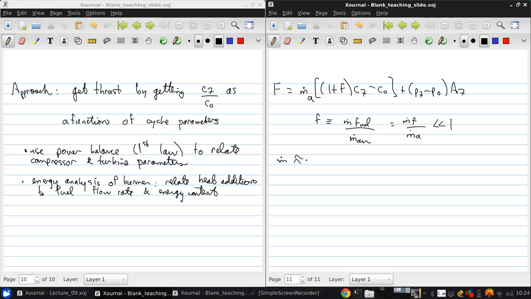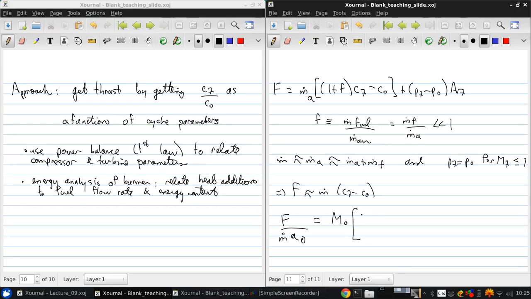So then we can say that m dot is approximately m dot a, which is also approximately m dot a plus m dot f, and P7 equals P naught if the Mach number at 7 is subsonic. So then F is approximately m dot times C7 minus C0, which is the same simplified expression we had before. So writing this non-dimensionally, m dot a0, now we're going to put the speed of sound in the free stream. Then we can put the Mach number M0 here, and C7 over C0 minus 1. So a0 is the square root of gamma R T0, the speed of sound, and M0 is the Mach number at station 0 far upstream.